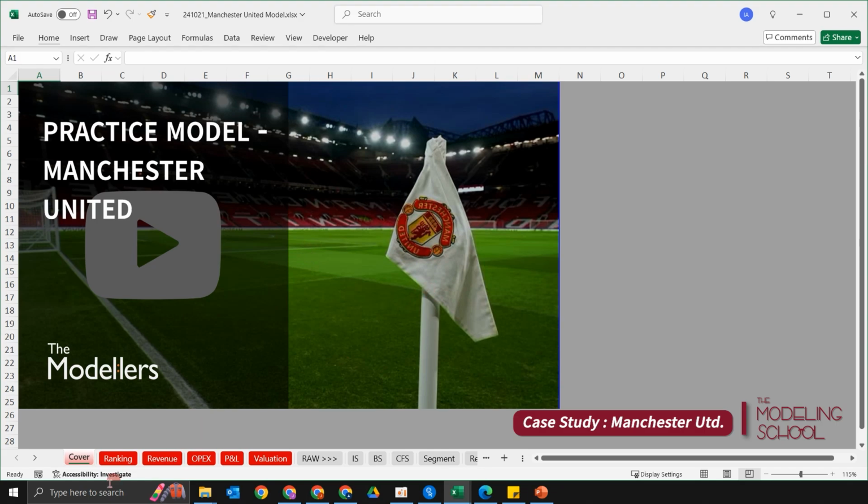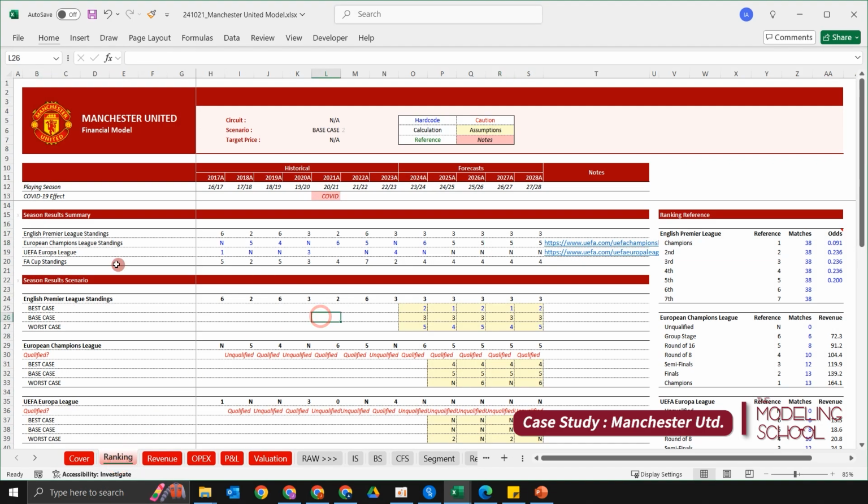starts from estimated rankings from Premier Leagues, European Champions Leagues, and FA Cups, which eventually leads to revenue such as broadcasting revenue, ticket sales, and advertising revenue. And eventually it's going to lead to our valuation on Manchester United, where we introduce multiple valuation techniques when it comes to football clubs in specific.